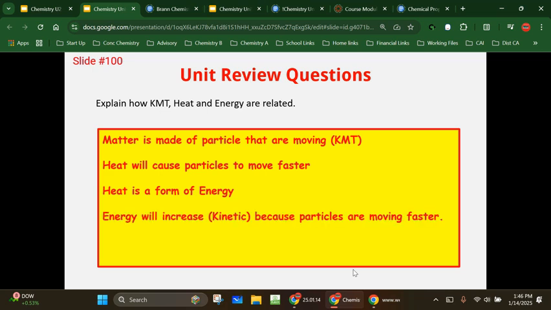Energy will increase. The kinetic energy will increase. Why? Because the particles are moving faster. If something moves faster, that means it has more kinetic energy. So, heat causes them to move faster. That increases their kinetic energy. And this all happens because we're looking at matter in terms of the tiny particles that make it up, the atoms, the molecules that make up the matter. And that is the way we explain the relationship between energy and matter. Energy makes matter move faster.